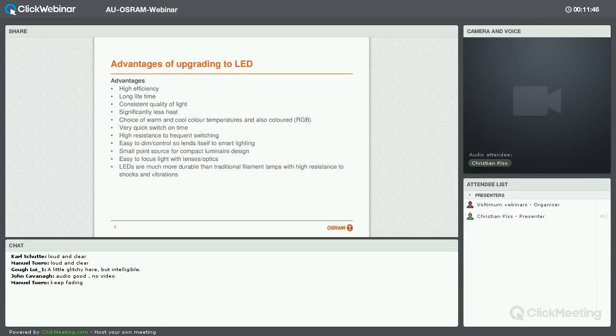LEDs are also a small point source, so they're ideal for compact luminaire integration. So you can have very compact fitting designs with a lot more freedom and design flexibility for designers and architects and so forth, and also the manufacturers of the luminaires themselves. LEDs, being a point source, are also easy to focus with lenses and optics and things like that. So you can get very narrow or very wide beam angles by using different types of optic lenses or reflectors and such.